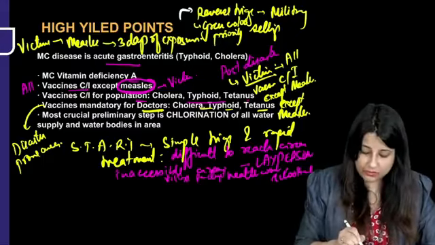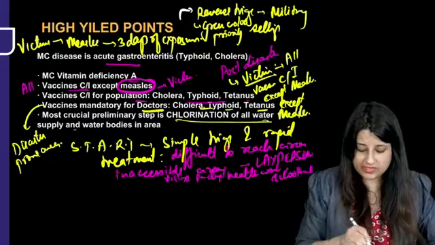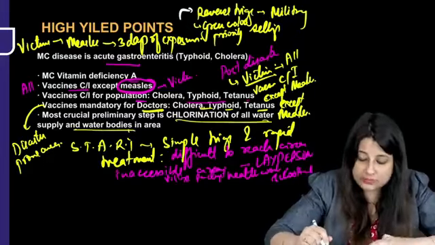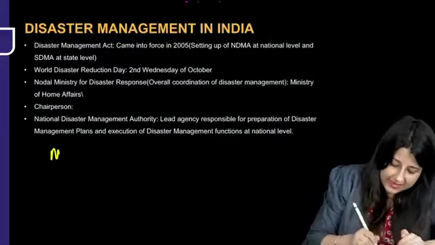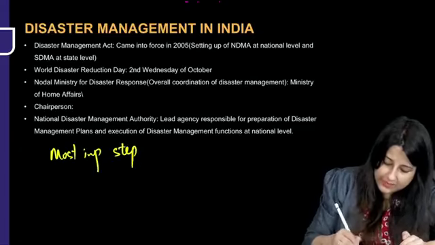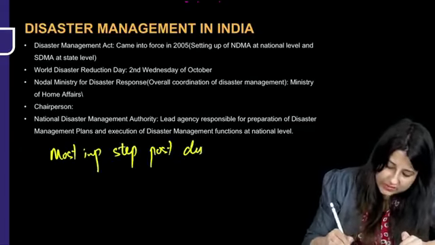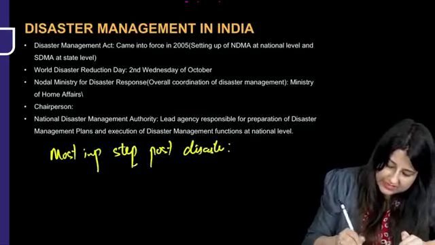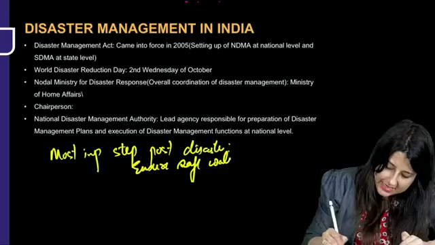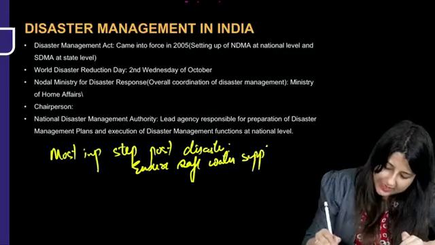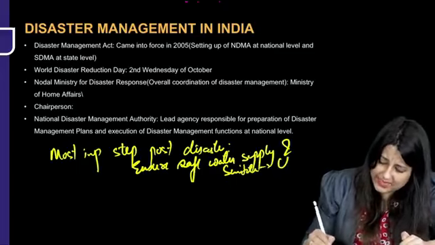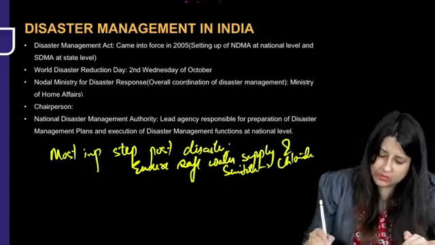And like over here, the most crucial preliminary step is chlorination of water supply and water bodies in the area. Remember, the most important step post disaster, I'll write over here. Guys, what is the most important step post disaster? It is to ensure safe water supply and sanitation. Okay, ensure what? Safe water supply and sanitation. And one of the best ways to achieve it is by the technique of chlorination.